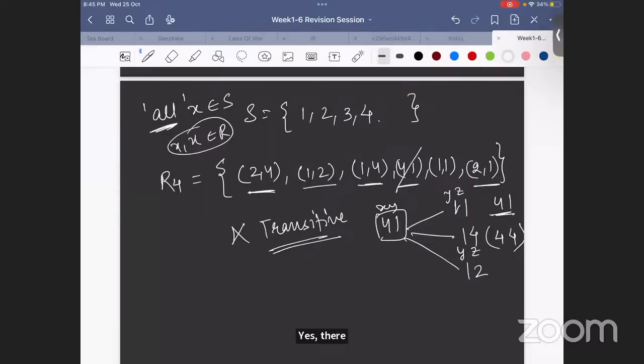Is it present here? No, (1,1) is not present. Is (2,2) present? No. So you can say directly that it is not reflexive.